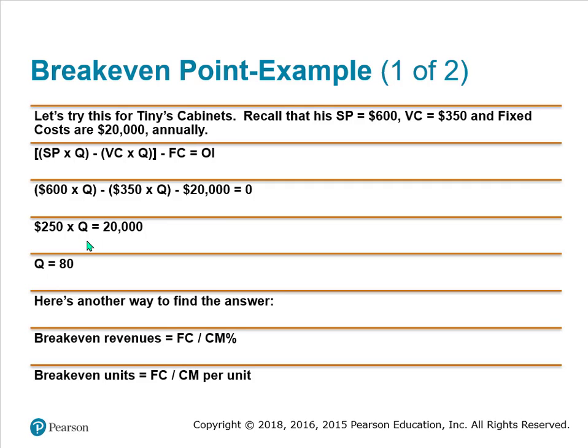So when Tiny Cabinet sells 80 cabinets, then operating income would be 0. The contribution margin would be 20,000 and the fixed costs are 20,000, so there would be nothing left. Another way to find it though is to take fixed costs divided by the contribution margin per unit. So our fixed costs were 20,000, right?